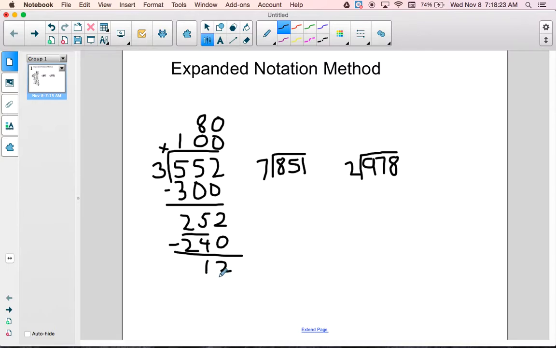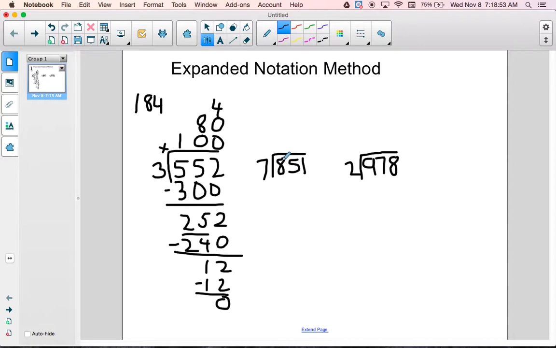Get 12. I'm going to do my ones. 3 will go into 12 4 times. 4 times 3 is 12. If I add all these up, it tells me that 3 will go into 552 184 times with no remainder.